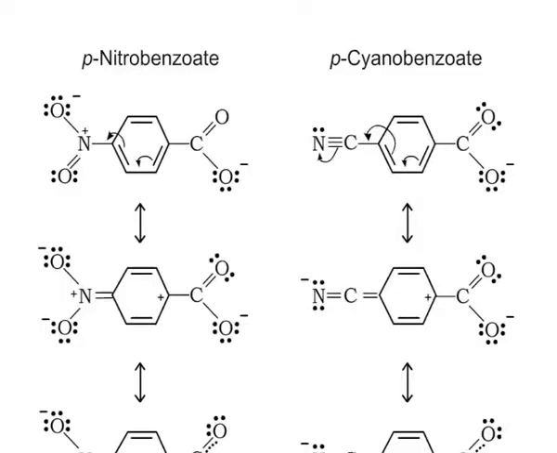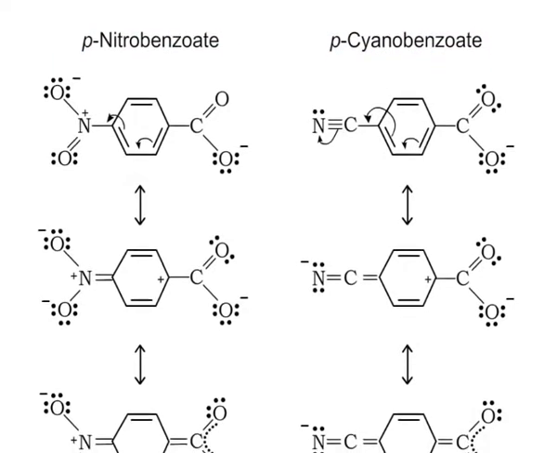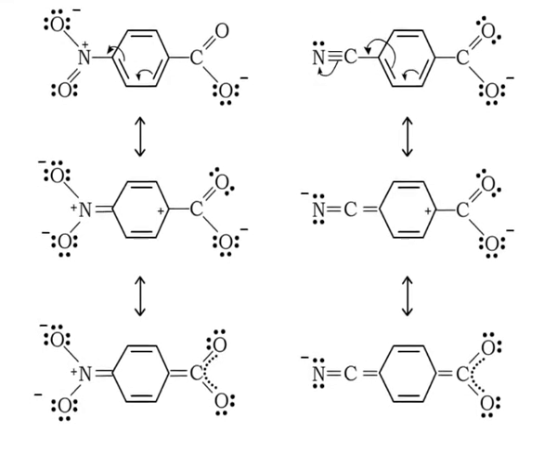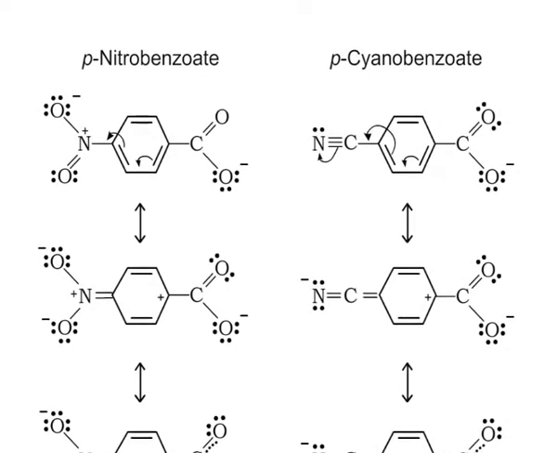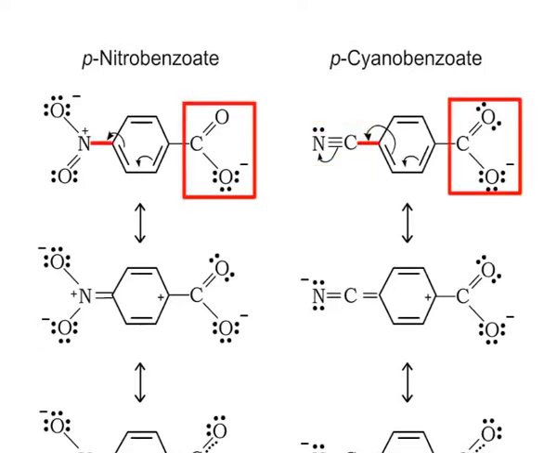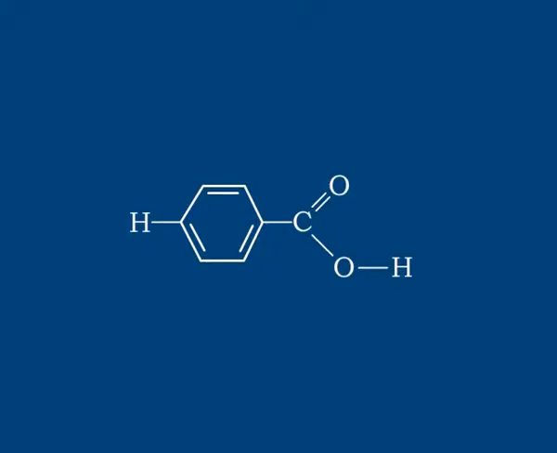Students, now we will discuss the effect of substituents on the acid strength of aromatic carboxylic acids. Students, look at the resonating structures of para-nitrobenzoate and para-cyanobenzoate. Substituted benzoic acids containing electron withdrawing groups such as nitro group and cyano group in the para position are more acidic than benzoic acid with a hydrogen in the para position.